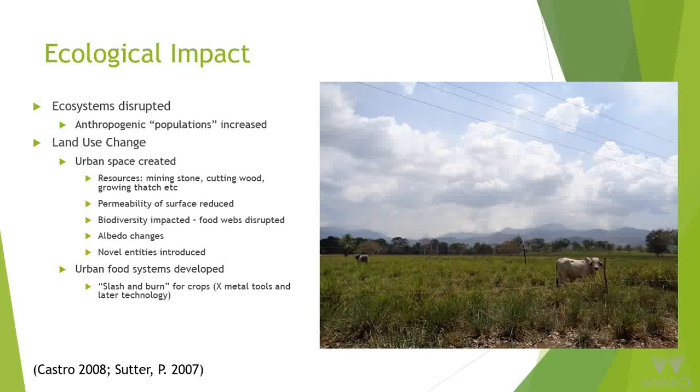slash and burn technique. So they would cut down a bit of the rainforest, and they would leave the ashes as a sort of fertilizing product, and they would use that land for as long as it was fertile, and then they would move on. Now, when the Spanish arrive, this introduces metal tools into this process for the first time, which makes it a lot more efficient and effective to undertake.